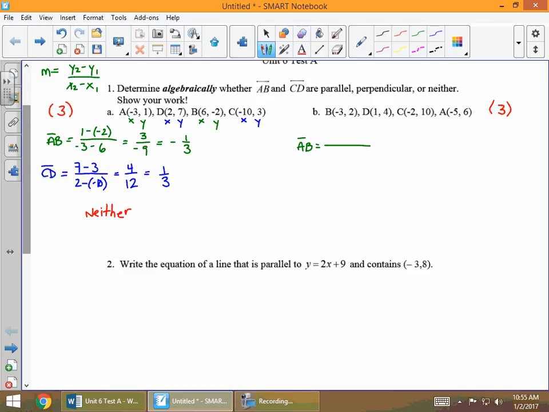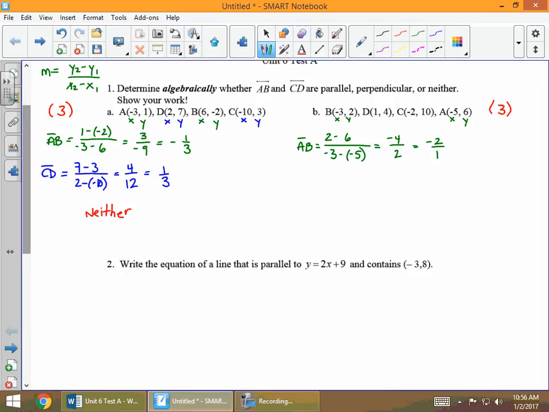So A and B. Here's my X and my Y. Y's on top. So 2 minus 6, and then x is -3 minus -5. 2 minus 6 is -4. Negative 3 minus negative 5, that's negative 3 plus 5, which is 2. So that reduces to negative 2 over 1.